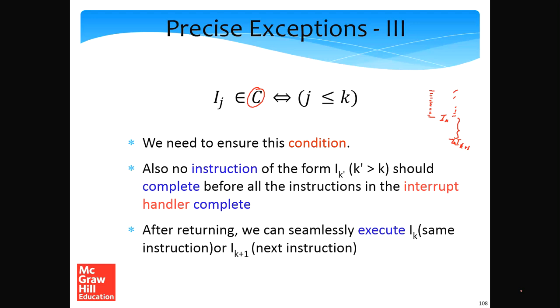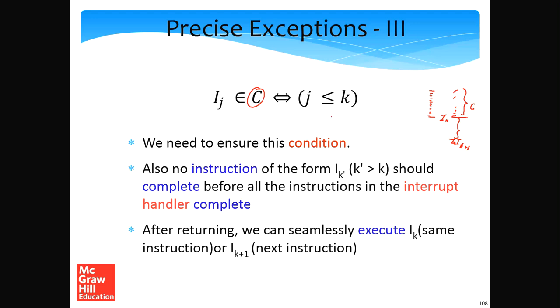So we are trying to ensure that the execution of the interrupt handler is completely invisible. It somehow happened in the middle, it finished its job and went out. We were not able to know. And this problem is particularly difficult. Had it been a single cycle processor, this would have been very easy. Once the interrupt comes, we finish the execution of the current instruction, that becomes Ik, and all the instructions before it, which is the set C, have already completed. And then we execute the interrupt handler and then we restart.